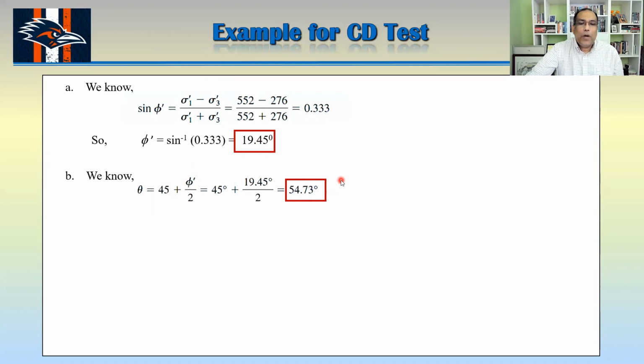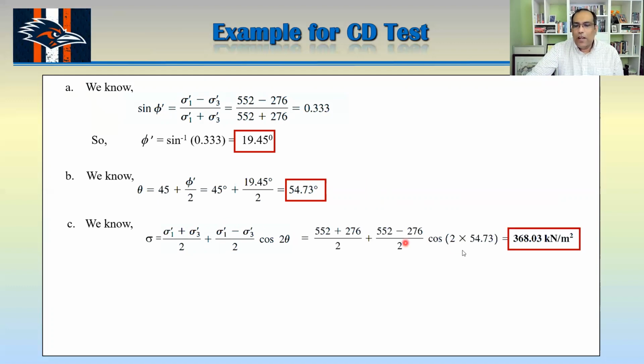Now you are trying to find out the shear stress and normal stress in that particular plane that makes theta equal to 54.73. So we can use that equation here, that your sigma n is equal to sigma 1 plus sigma 3 by 2, plus sigma 1 minus sigma 3 by 2 cosine twice theta. Your theta is equal to 54.73. So if you plug those values here, you get 368.03 kilonewton per meter square.